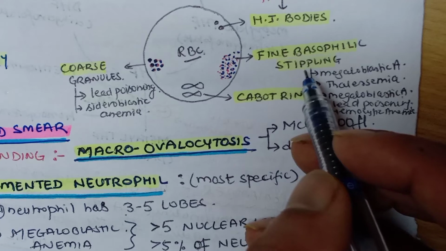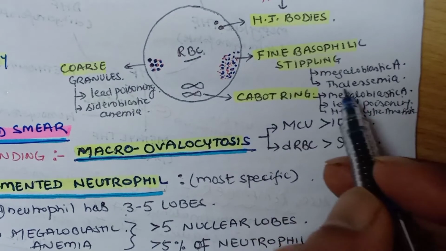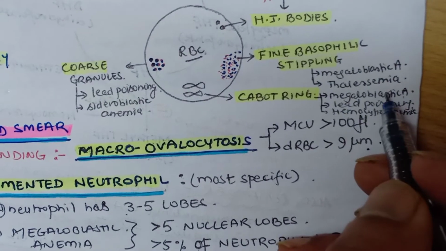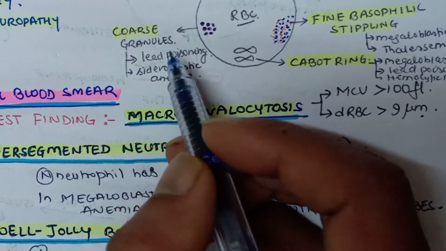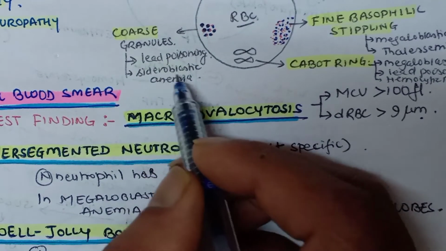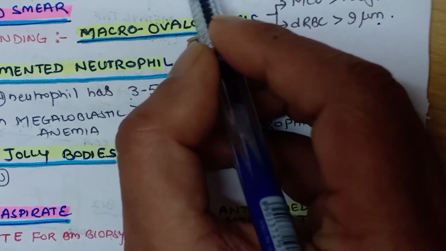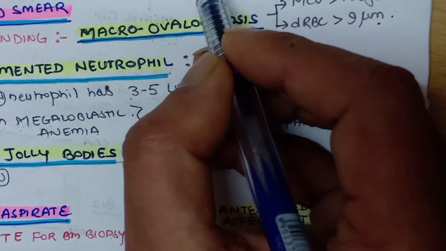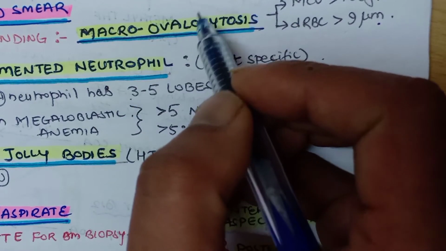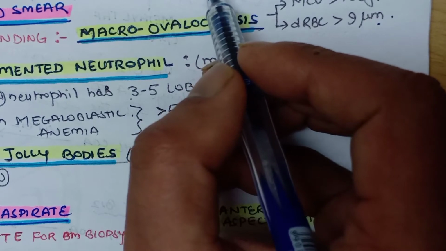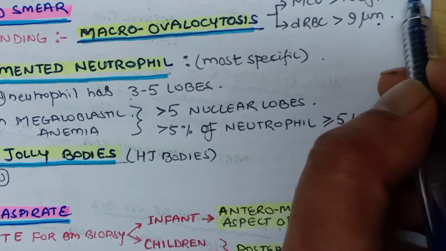Perls Prussian blue stain is for staining iron. This fine basophilic stippling is seen in megaloblastic anemia and thalassemia, whereas coarse granulation or coarse basophilic stippling is seen in lead poisoning and sideroblastic anemia. We also see Cabot's ring. Cabot ring is a loop or figure of 8-like appearance of cytoplasmic structure in RBC, and it is made up of DNA. Because of ineffective erythropoiesis we see it in megaloblastic anemia, lead poisoning and hemolytic anemia.